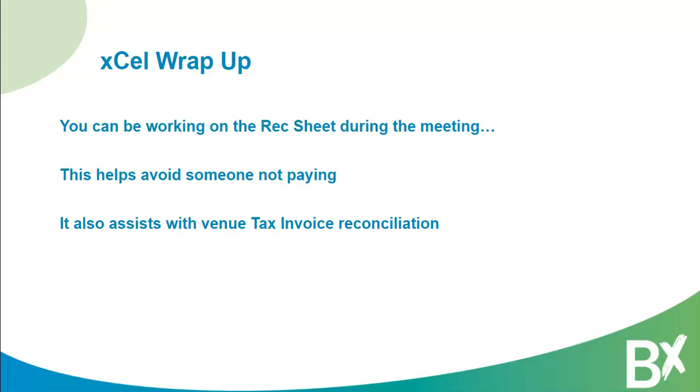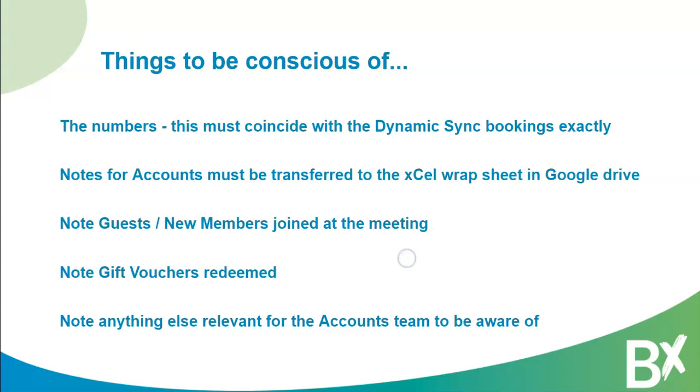You can do a head count to make sure that the number of people in the room corresponds with the number of people you have marked present in Dynamic Sync, and the number of meals that you have ordered with the venue. And this will help avoid someone not paying, so that you really are aware of who's in the room, who's paid, who needs to pay. And it will also help when it comes time to do the reconciliation for the venue with their tax invoice.